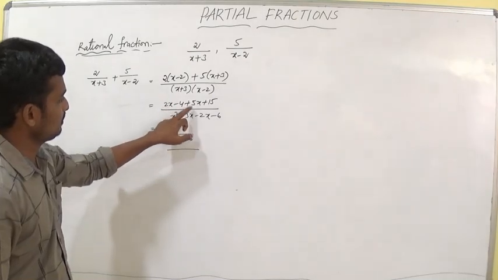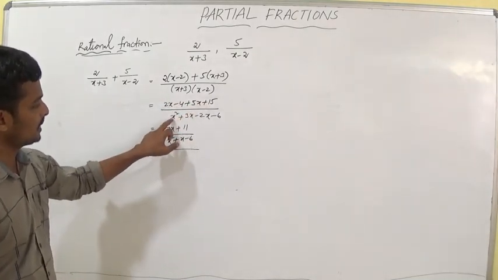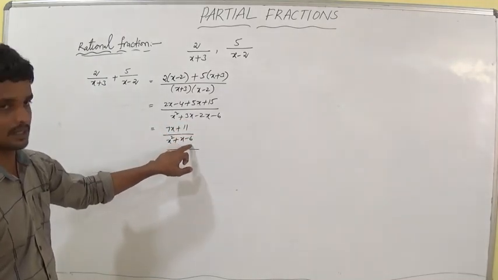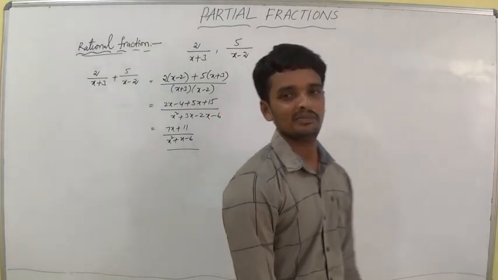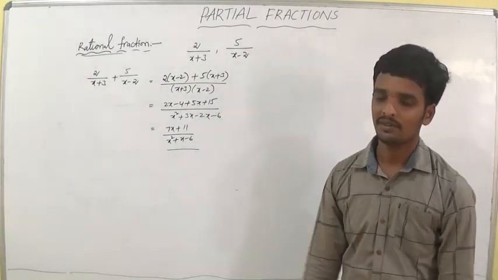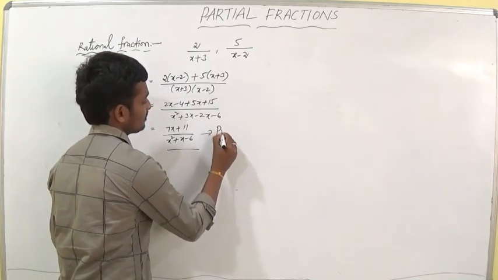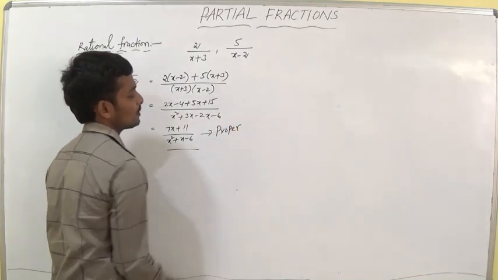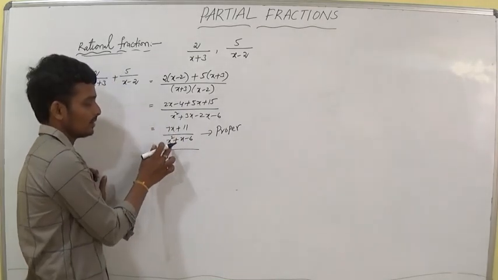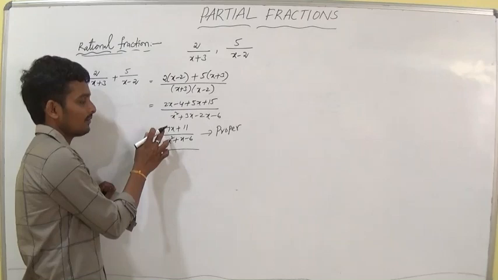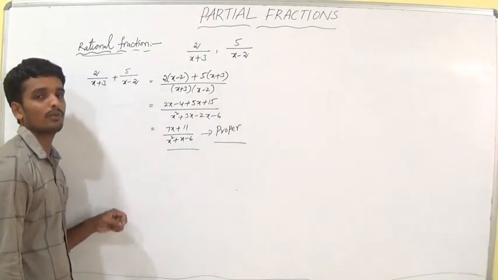x square plus 2x plus 5x, 7x. 15 minus 4, 11 by x square plus x minus 6. So is this a proper fraction or an improper fraction? This is absolutely a proper fraction. Why is it proper, sir? The degree of the numerator is 1, the degree of the denominator is 2. If the degree of f of x is less than that of g of x, then this is a proper fraction.